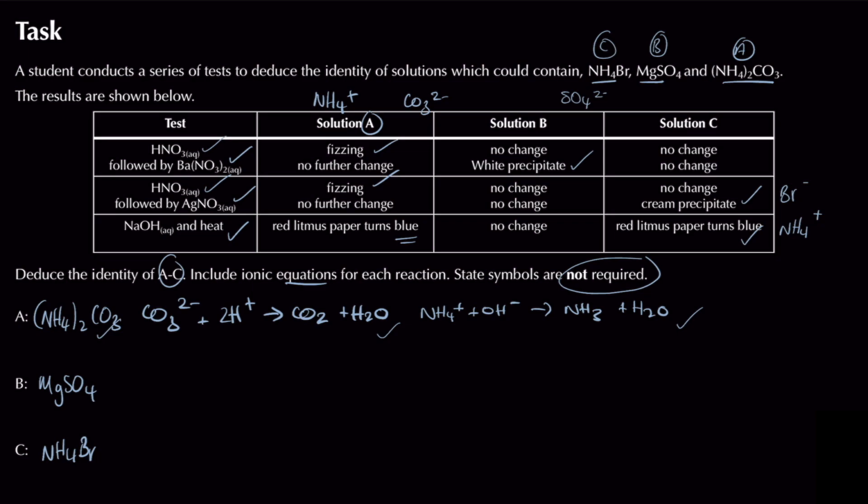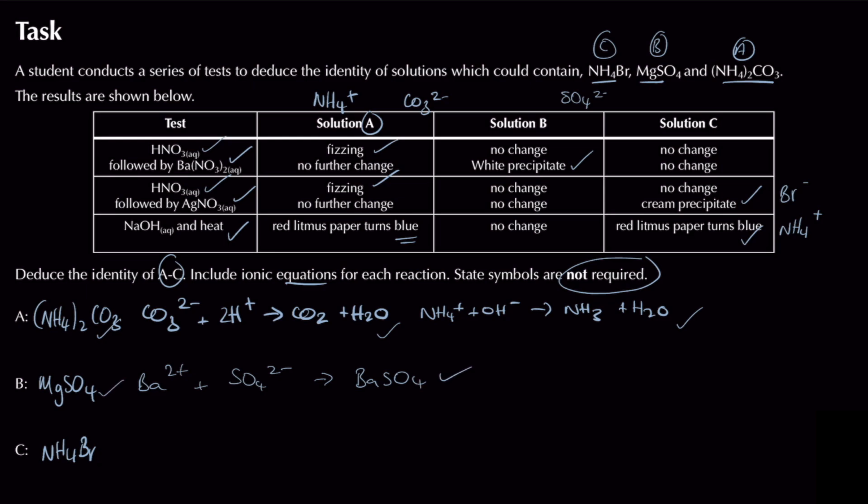The next one is a lot easier. We've got our barium 2+ ions, and they're going to be reacting with our sulfate ions to make the insoluble white precipitate, which we know is going to be barium sulfate solid itself. And there's that one done.